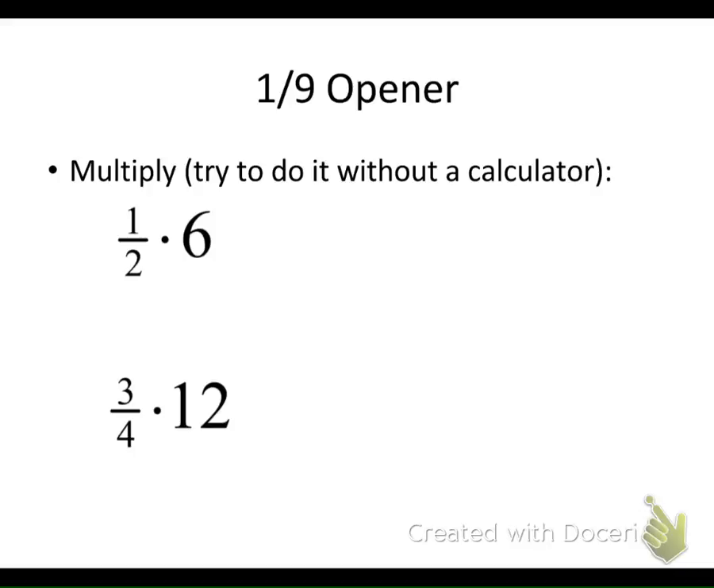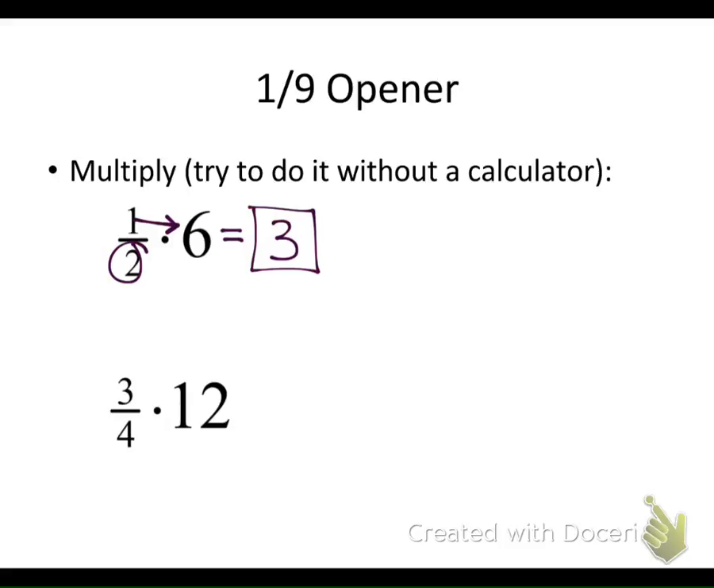So what I do when I have a fraction times a whole number, I take my numerator times my whole number. So what's 1 times 6? And I divide it by my denominator, which is 2. What's 6 divided by 2? 3. That's my answer. So if you used your calculator and took 1/2 times 6, you should have got 3.